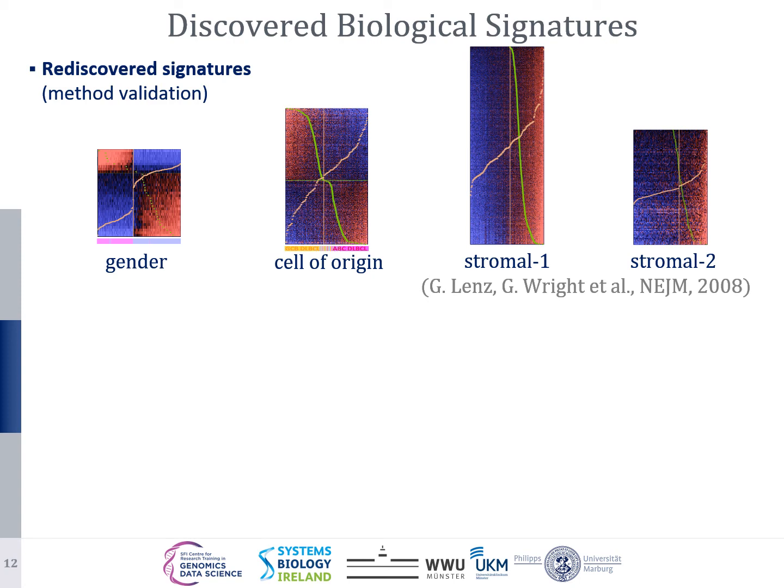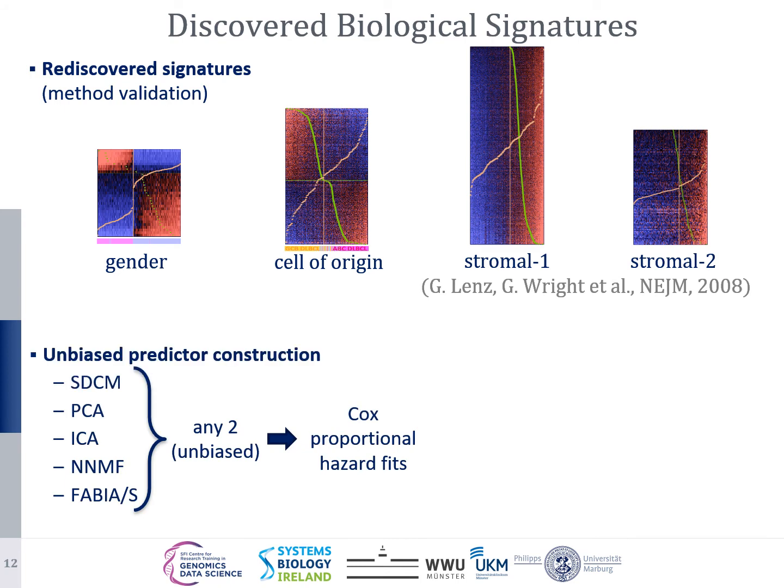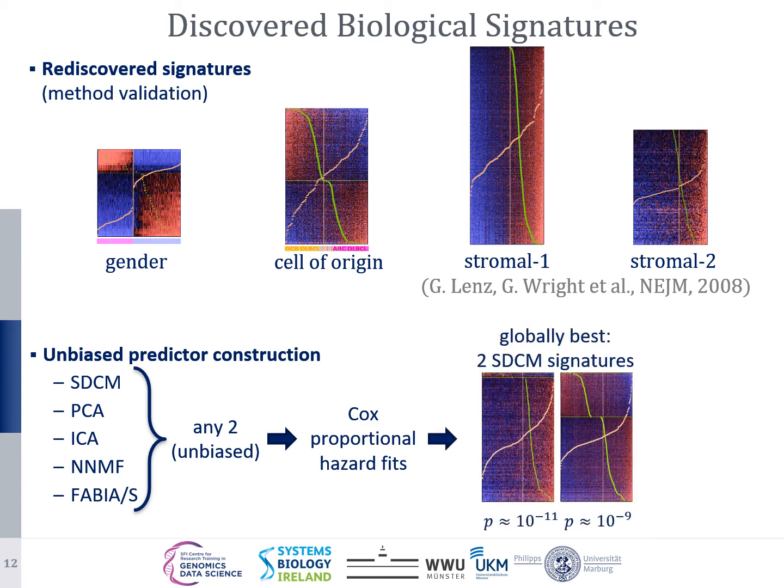But as pointed out in the introduction, we are mainly interested in signatures that can predict patient survival. So what I did next is I constructed Cox proportional hazard models for fitting patient survival. And I did so not only for signatures from SDCM, but also for principal components, independent components, and so on. And for any pair of two signatures from any of the methods, I fitted a Cox proportional hazard model. And the best model were these two SDCM signatures by a distance. The second best pair of signatures only had a relative likelihood of explaining patient survival of 0.02.